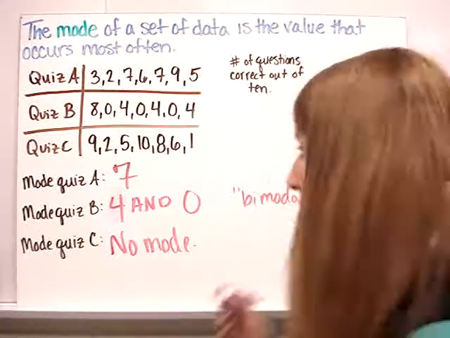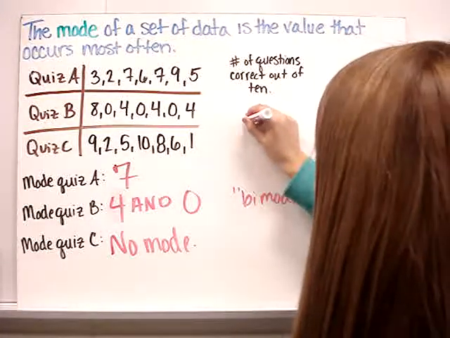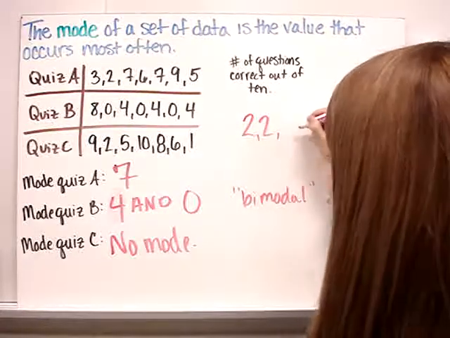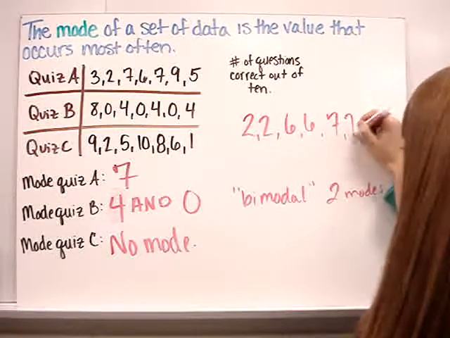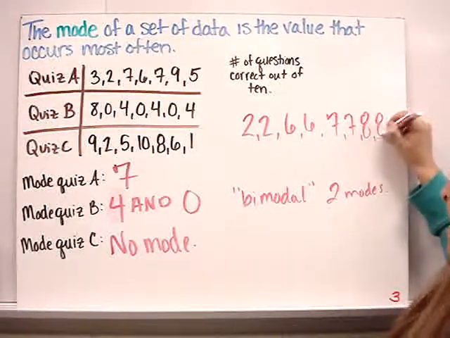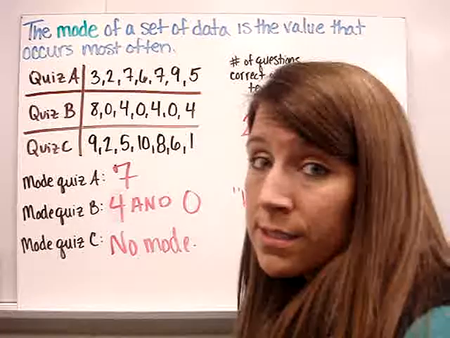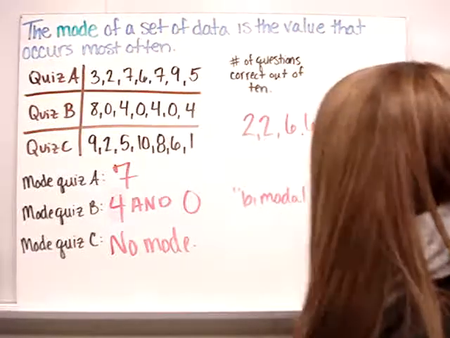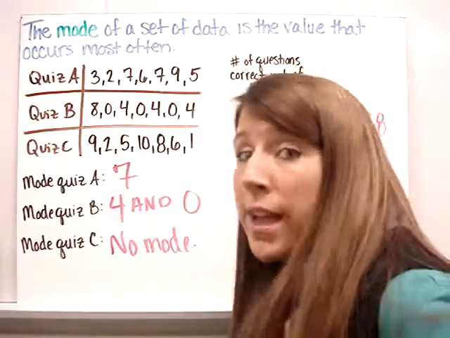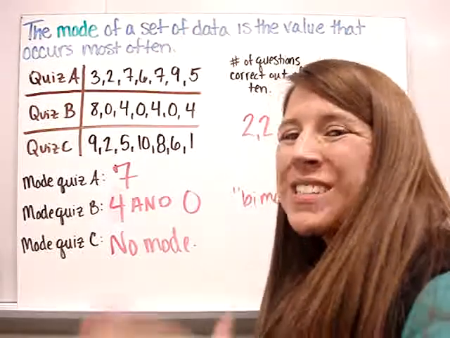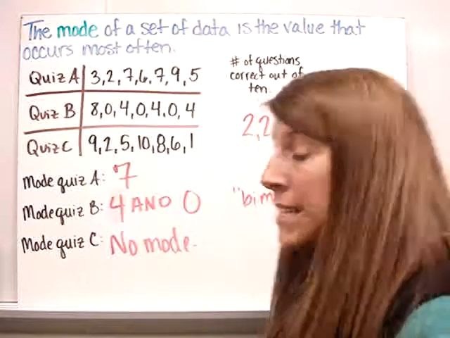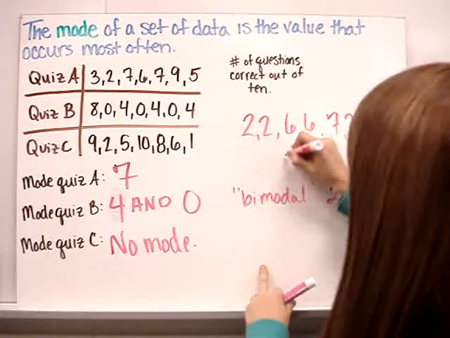Consider this set of data. What if there were scores that were 2, 2, 6, 6, 7, 7, 8, 8. Now 2 occurs twice, 6 occurs twice, 7 occurs twice, and 8 occurs twice. Because every data point occurs the same number of times, there would be no mode here.